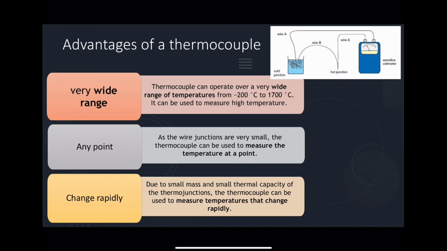Here are some advantages of a thermocouple. It has a very wide range. As the wire junctions are very small, the thermocouple can be used to measure the temperature at a point. And then, due to small mass and small thermal capacity of the thermojunctions, the thermocouple can be used to measure temperature that change very rapidly.